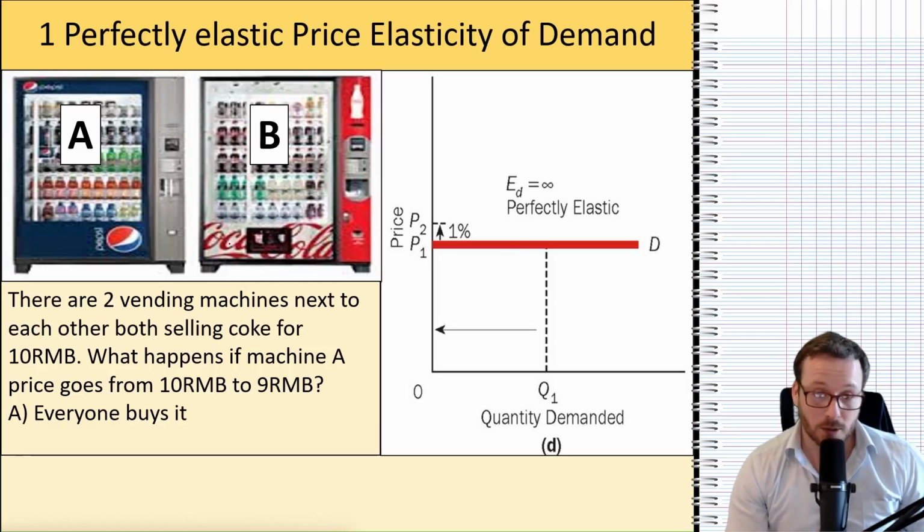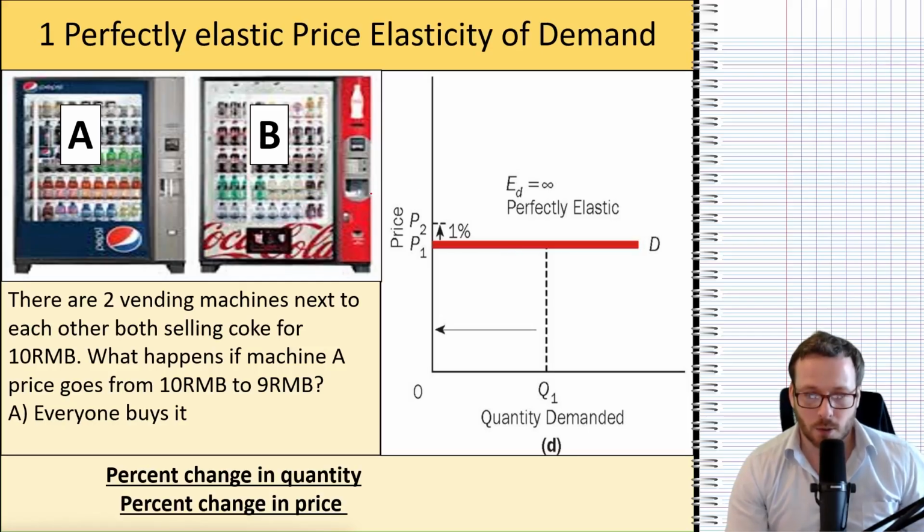And the equation looks like this. The percent change in quantity demanded over the percent change in price. And in this case, the change in quantity demanded, if you go from 0 to anything, that percent change will be considered plus unlimited. So that's why we say it has an unlimited change.